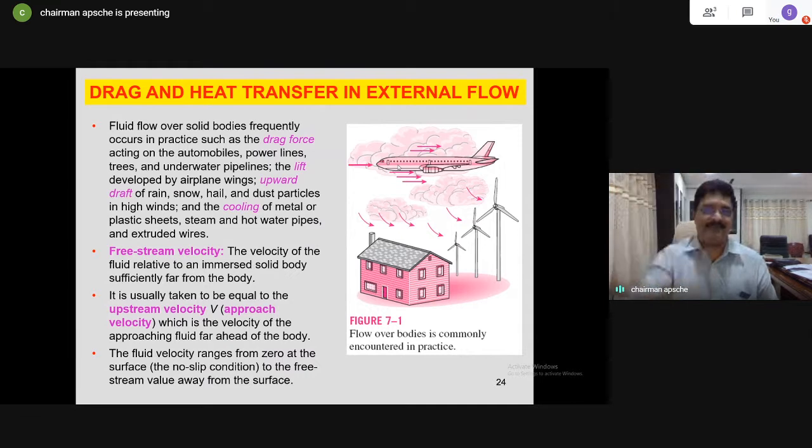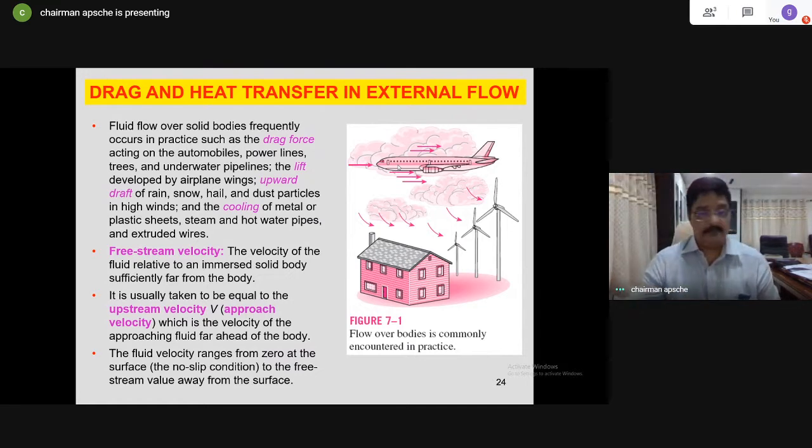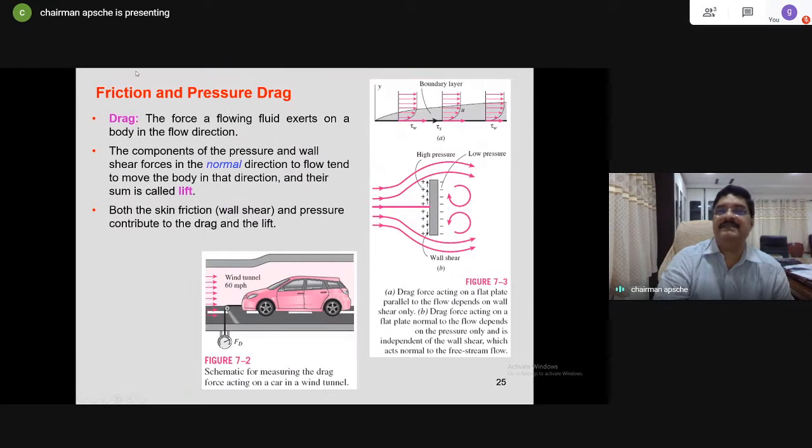So instead, a reverse lift force, where the upward pressure is higher than the lower pressure, and therefore the vehicle should always be connected to the road. So the lift and drag forces are very, very important to the free stream value, away from the surface. We have discussed all these things, right?